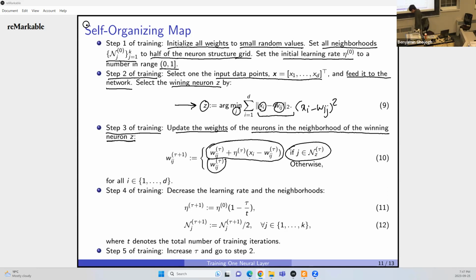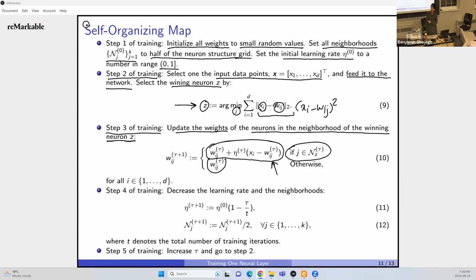Basically, let me recap. I feed some input to my network. I get which of the weights is closest to the input. Then it determines the winning neuron. That winning neuron has some neighborhood around it, right? For all of the neurons in that neighborhood, I update their weights. Did you understand? For all of the neurons in the neighborhood of the winning neuron, I update their weights. And how do I update that? Using this. Let's analyze it.